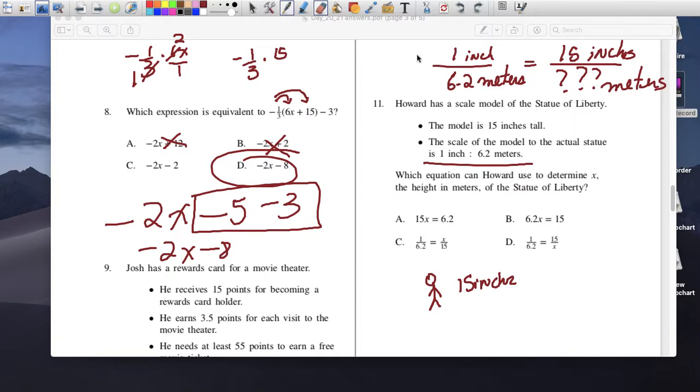So, is there any of these four? Well, that looks like this, or let's see, 1 over 6.2, x over 15. So this is very close, but it's not, because 15 should be on top. This is wrong. 1 over 6.2 equals 15 over x, and x represents my question mark, right?